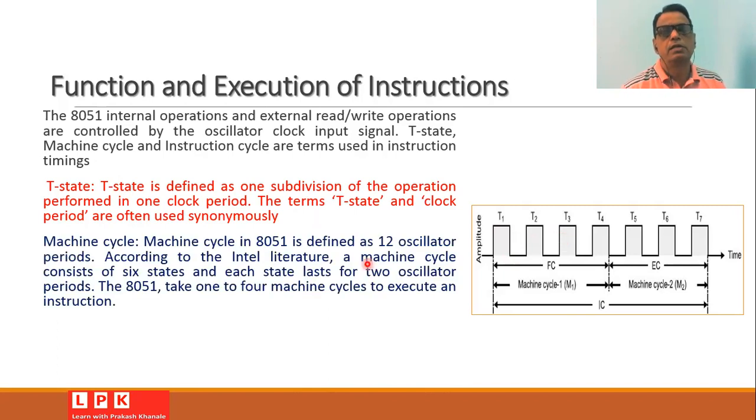Machine cycle, as far as the 8051 microcontroller is concerned, is defined as 12 oscillator periods. According to the Intel architecture, a machine cycle consists of 6 states, and each state lasts 2 oscillator periods. Therefore, 8051 takes 1 to 4 machine cycles to execute an instruction. So there can be one machine cycle or more than one for execution of an instruction. A collection of T states can be called a machine cycle.